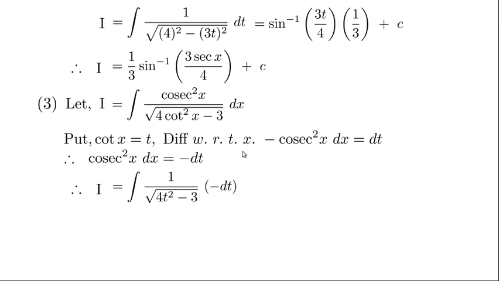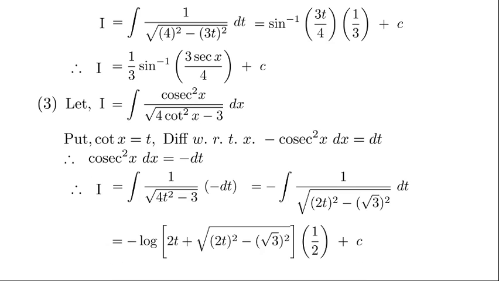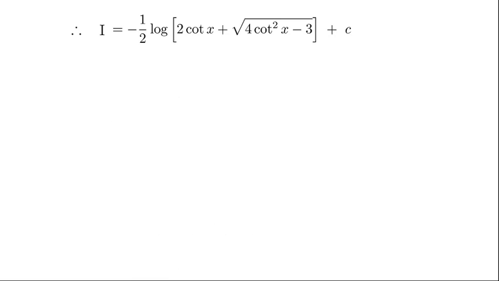So on substituting this in the problem, we get integration as 1 upon root of 4t square minus 3, into minus dt. So this minus sign goes out. The under root expression is written as 2t the whole square minus root 3 the whole square, which is in the form of 1 upon root of x square minus a square. So we substitute the value of t. So finally it becomes I equal to minus 1 by 2 log of 2 cot x plus root of 4 cot square x minus 3, plus c.